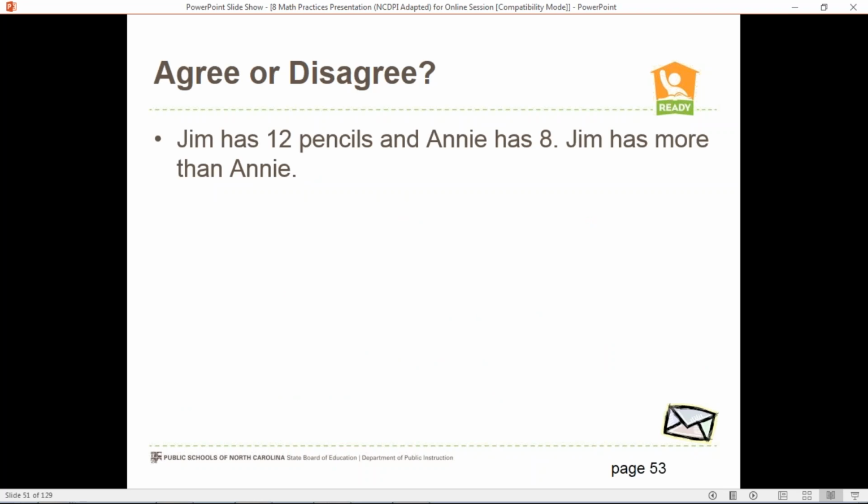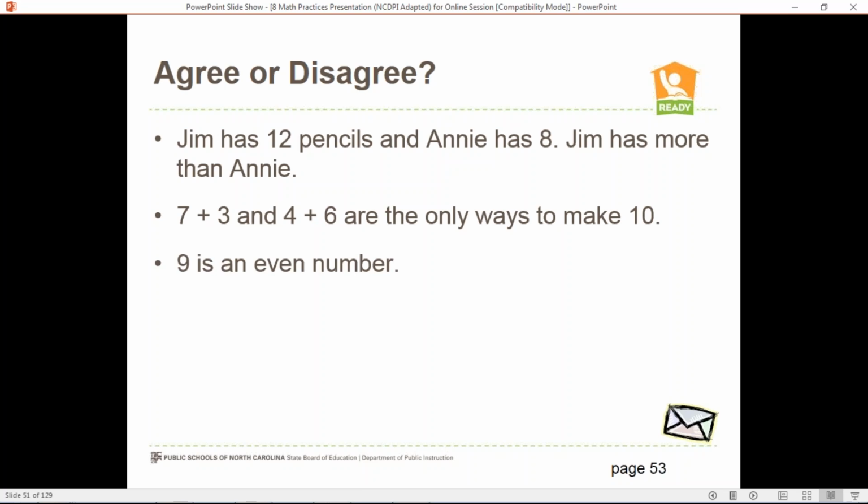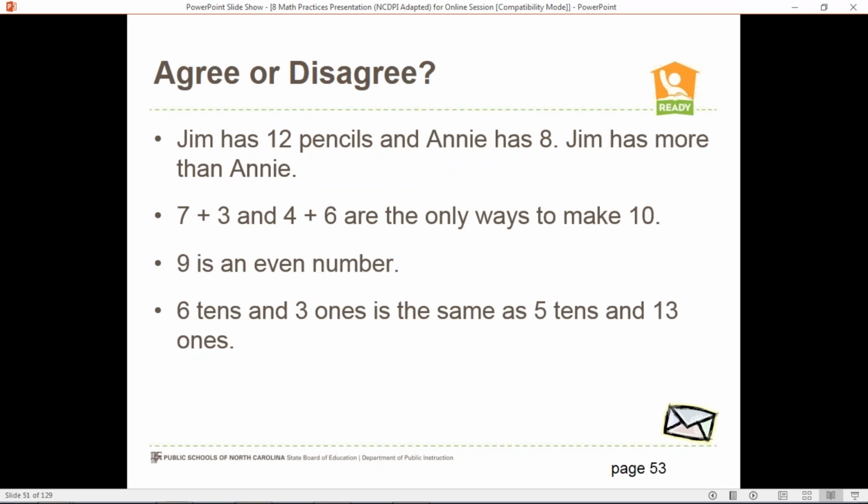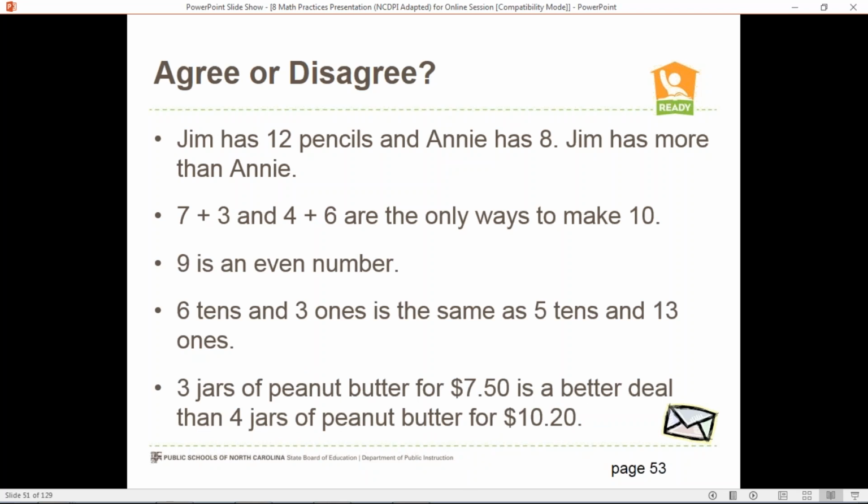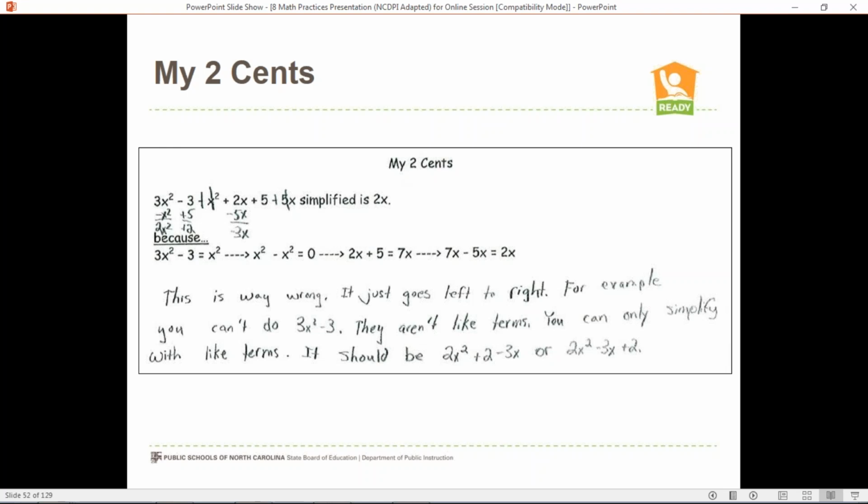So agree or disagree. Jim has 12 pencils, Annie has 8. Jim has more than Annie. And again, just different ways to think about agree or disagree in context that we might use with the variety of age levels of kids, and maybe make some of the problems off of a worksheet or problems that kids might encounter a little bit more interesting, right?